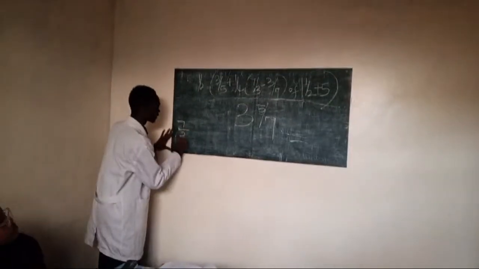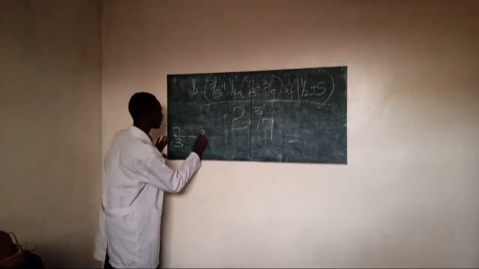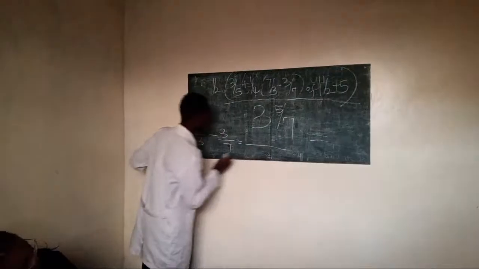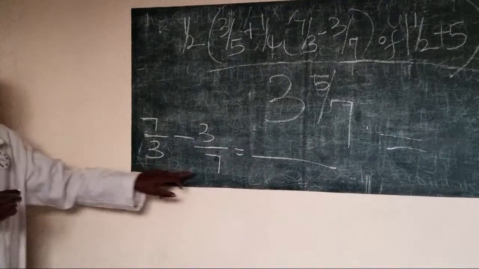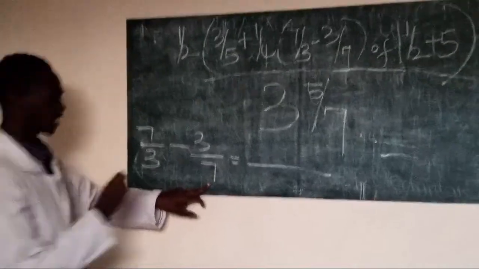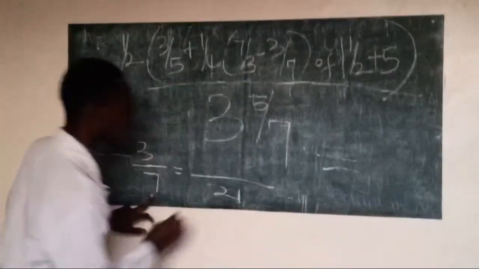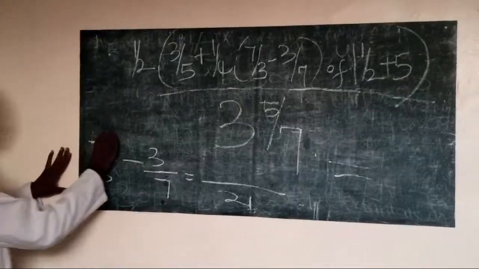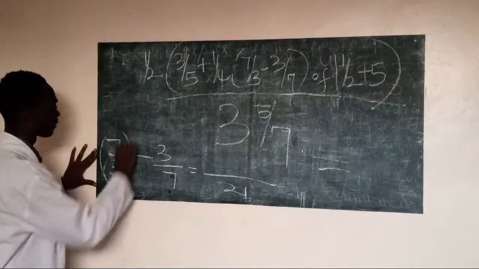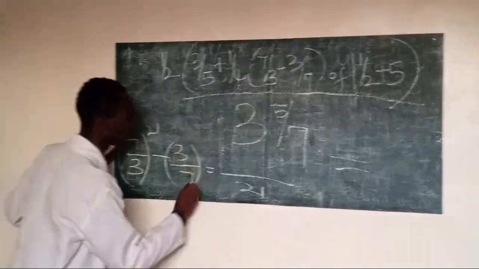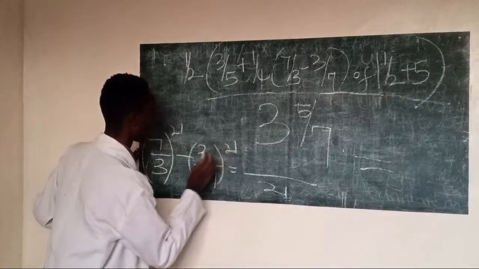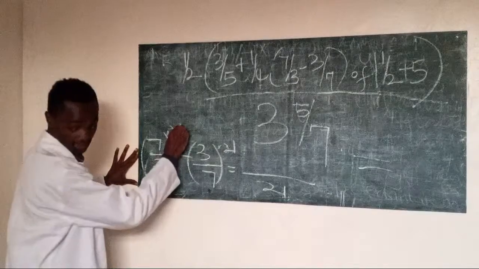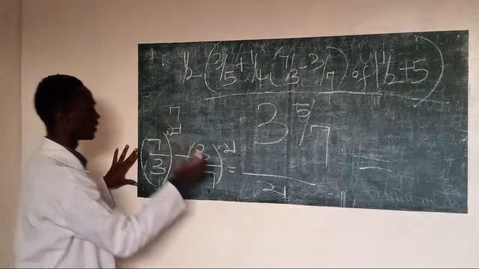All over 3 minus 3 all over 7. Aya, what is the LCM of 3 and 7? 21. Good, 21. Now I could have multiplied 21 with all the fractions here. Multiply by 21, multiply by 21, to give me by 3, 1, by 3, 7, by 3, 7.